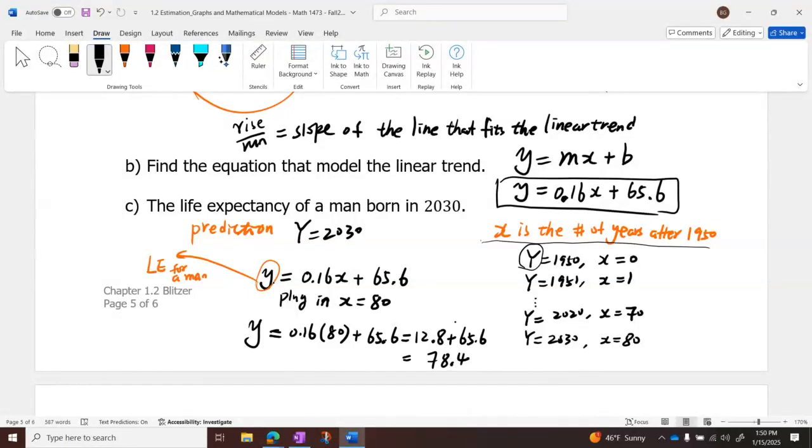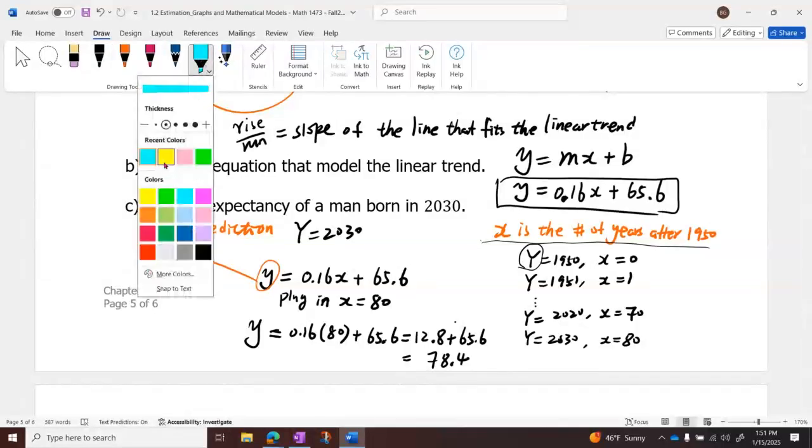That means in the future, statistically, averagely speaking, if a male is born in 2030, his life expectancy is 78.4 years old. That sounds very good, right? Maybe it's your children, your future children, or your future grandchildren, right? If the trend continues, that's the assumption.